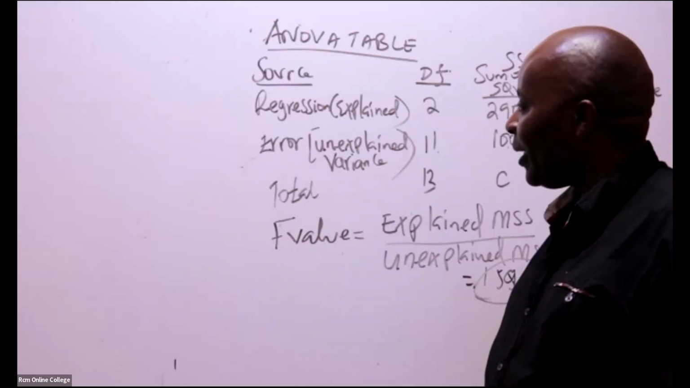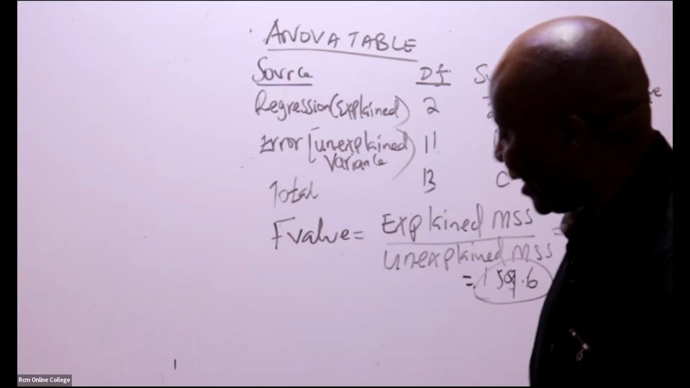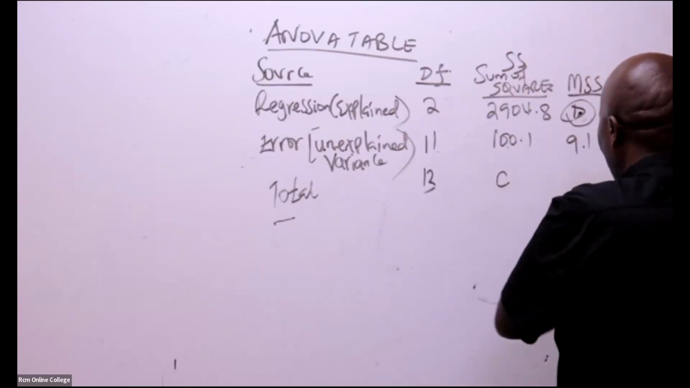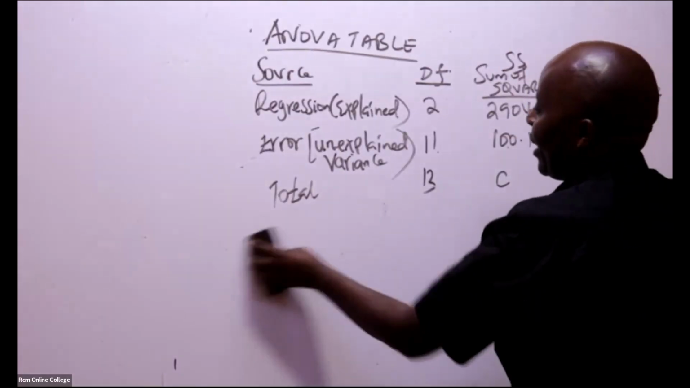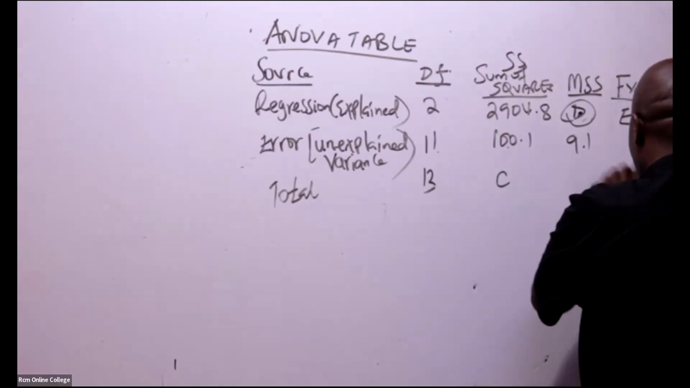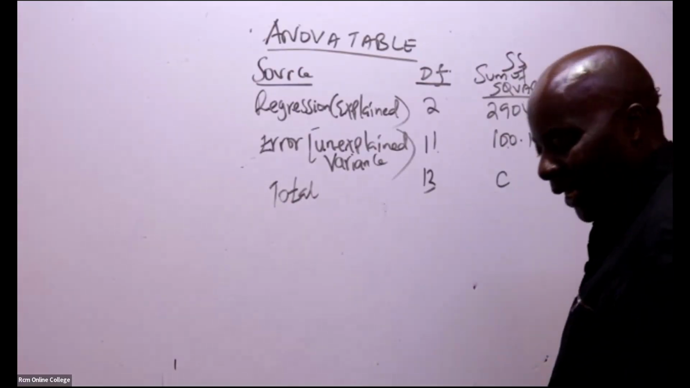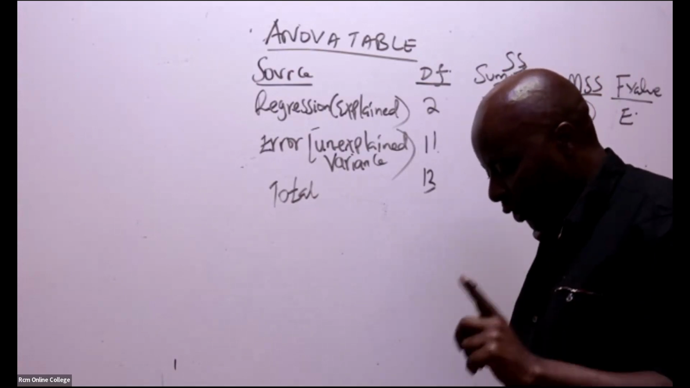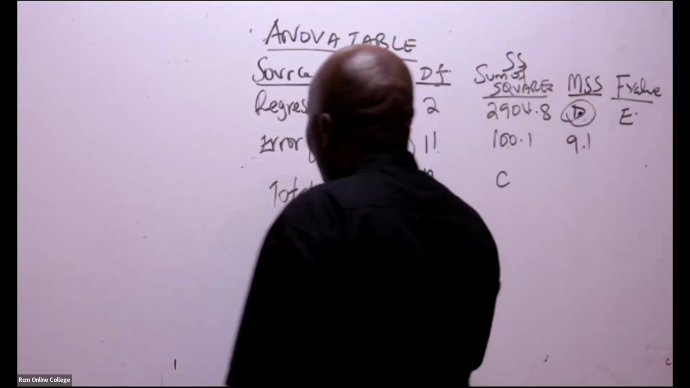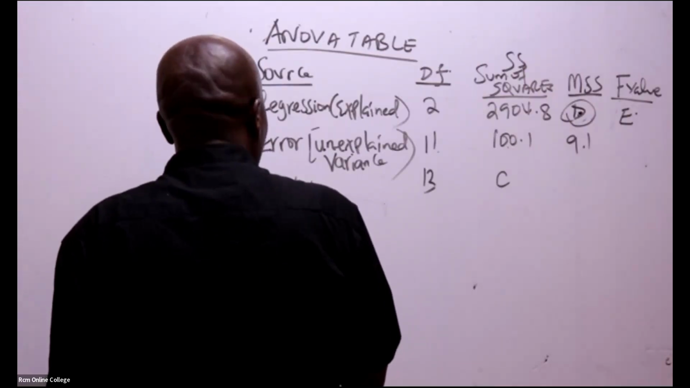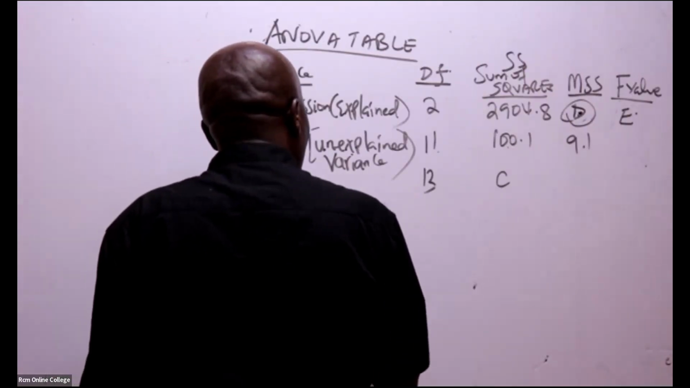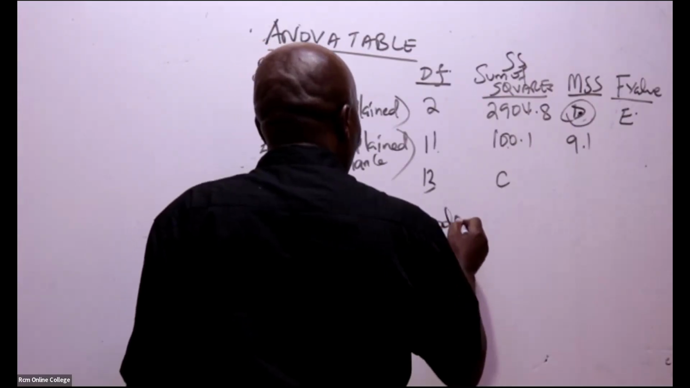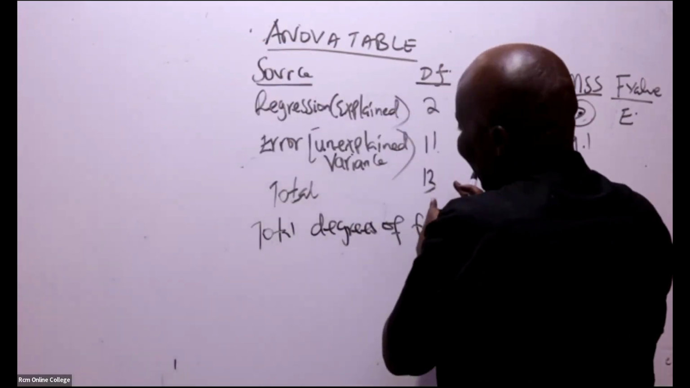Now, ladies and gentlemen, the other thing that I would want us to appreciate from the word go as I get into the depths of this is that we have two types of degrees of freedom. Actually there are three, but for your analysis, you have two. We have total degrees of freedom. You can see the total degrees of freedom is 13.